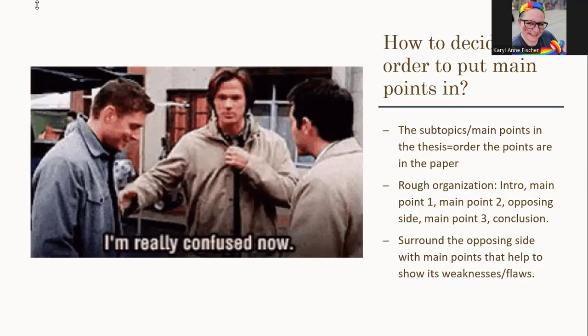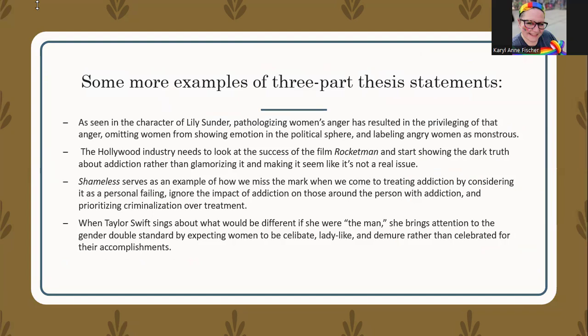The overall rough organization of your paper starts with the introduction paragraph, then a paragraph or more about main point 1 or subtopic 1, then a paragraph or more with main point or subtopic 2, a paragraph or more of the opposing side and your refutation, and then a paragraph or more of main point 3 or subtopic 3, and then the conclusion. And again, to go back to what I just talked about, surround the opposing side with main points that help to show its weaknesses or flaws when you can. Let's look at some other examples.